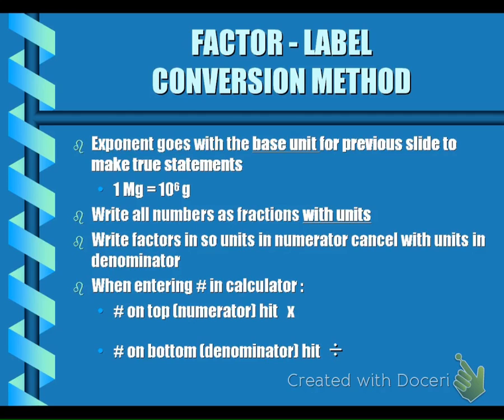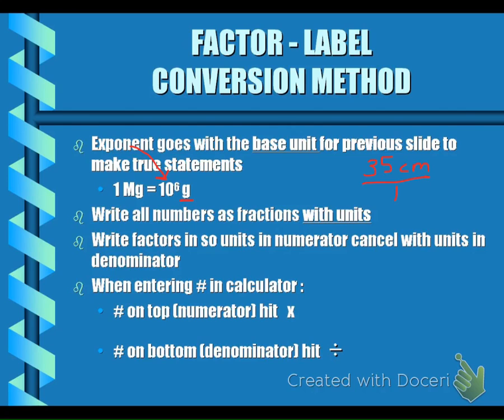So our first rule here, we want to make sure that we write true equalities using our prefixes. So that means I want to put the exponent with the base unit and the one with the prefix. So if we were talking about megagrams and grams, we'd write 1 megagram equals 10 to the 6 grams.